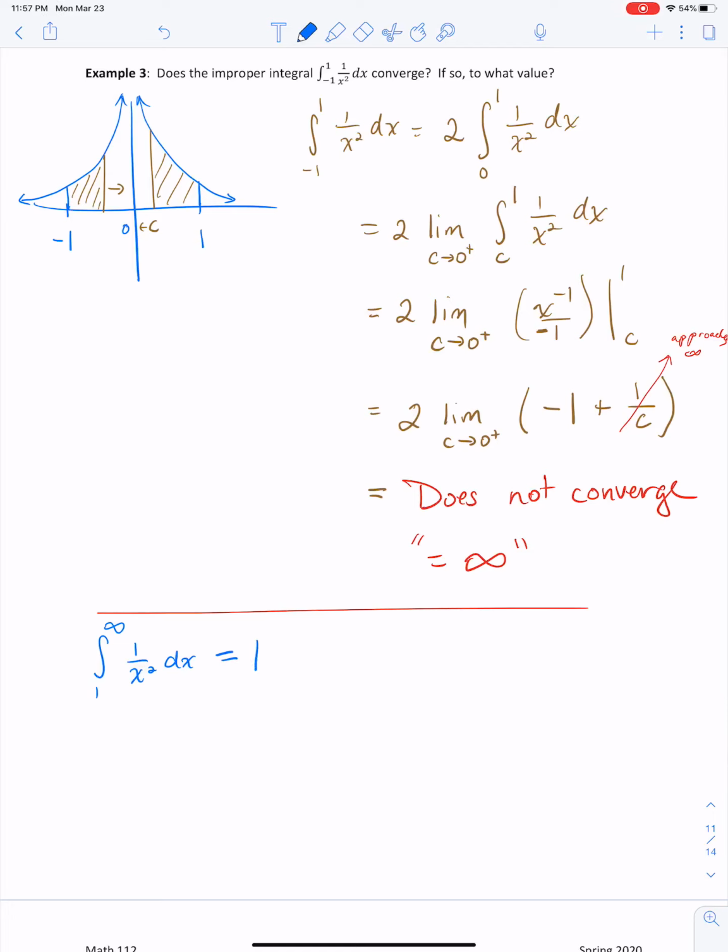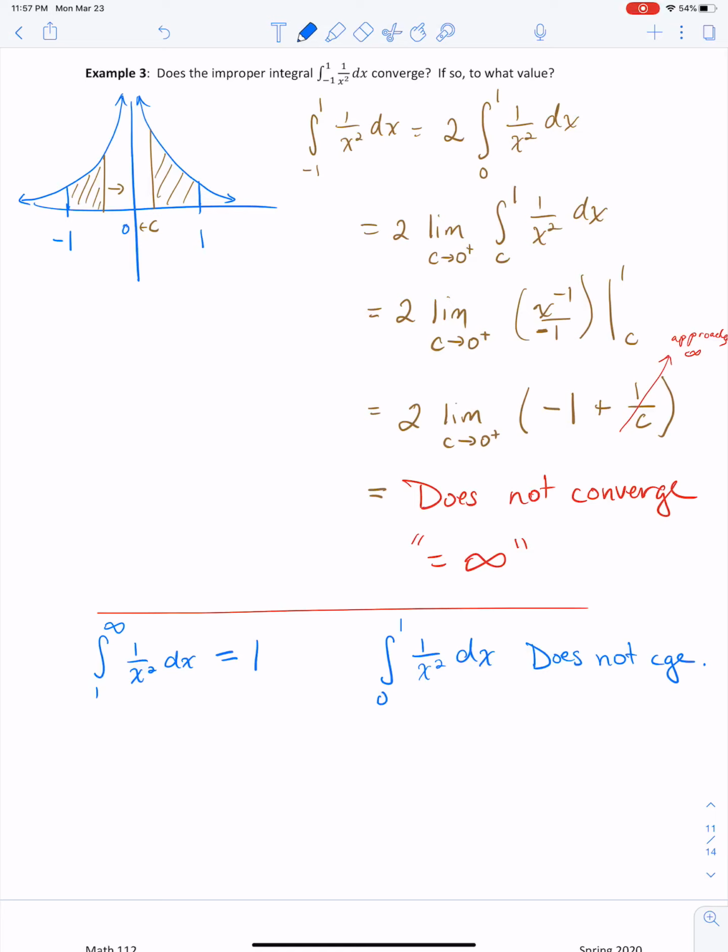On the other hand, we found that the integral from 0 to 1 of 1 over x squared dx doesn't exist. Sometimes I abbreviate converge as CGE. Okay, so let's take a look.